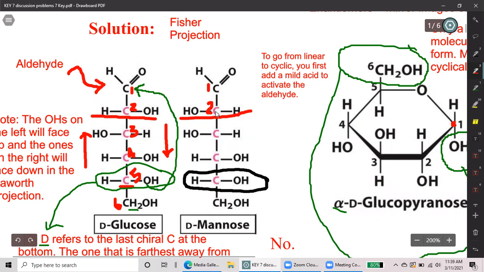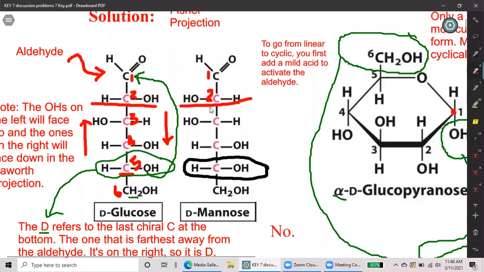And if we look at carbon number 2, we notice that the alcohol group was supposed to be on the right, but instead it's on the left. And that's the only thing that is different from this structure to this structure. So this is D-mannose. So we know that mannose is a carbon 2 epimer of glucose, okay? D-mannose is a carbon 2 epimer of glucose. That's how you do that, okay?